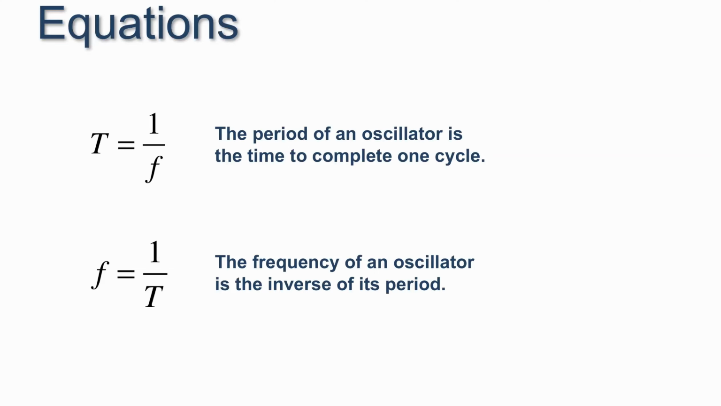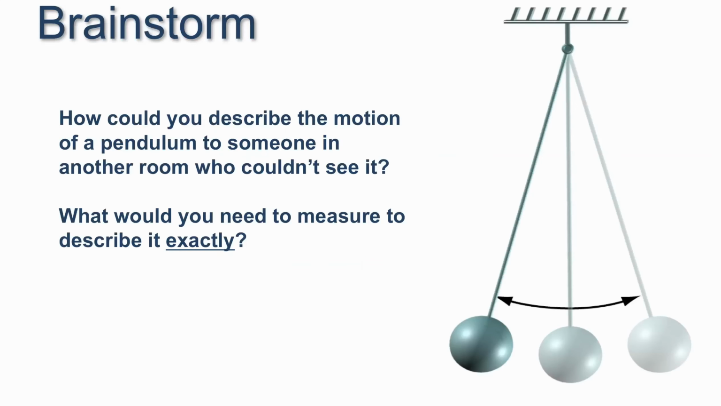So to put into equation land here, the period is just 1 over the frequency. So it's the amount of time that it takes to complete one cycle of an oscillation. The frequency, on the other hand, is 1 over the period of an oscillator. And remember that an oscillator is just something that moves back and forth in a periodic fashion. It doesn't have to move necessarily sinusoidally, but it should move in a way that is periodic, meaning that it repeats itself in its motion.